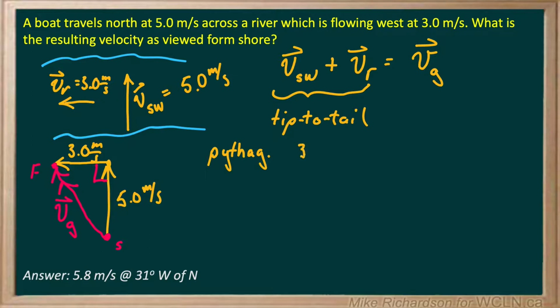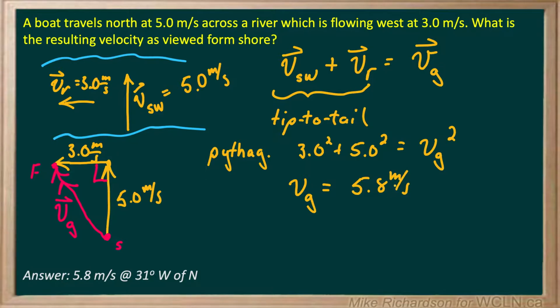And we know that Pythagoras is a squared plus b squared equals the hypotenuse squared, VG squared. And with some simple math, taking a square root, I get the magnitude of VG to be 5.8 meters per second. But then what about the direction? So I want to get a direction in here.